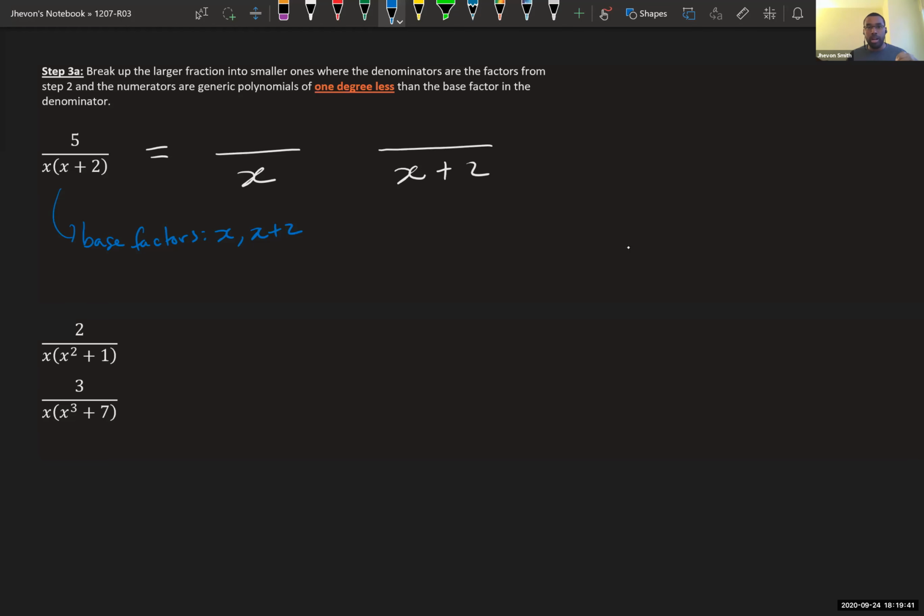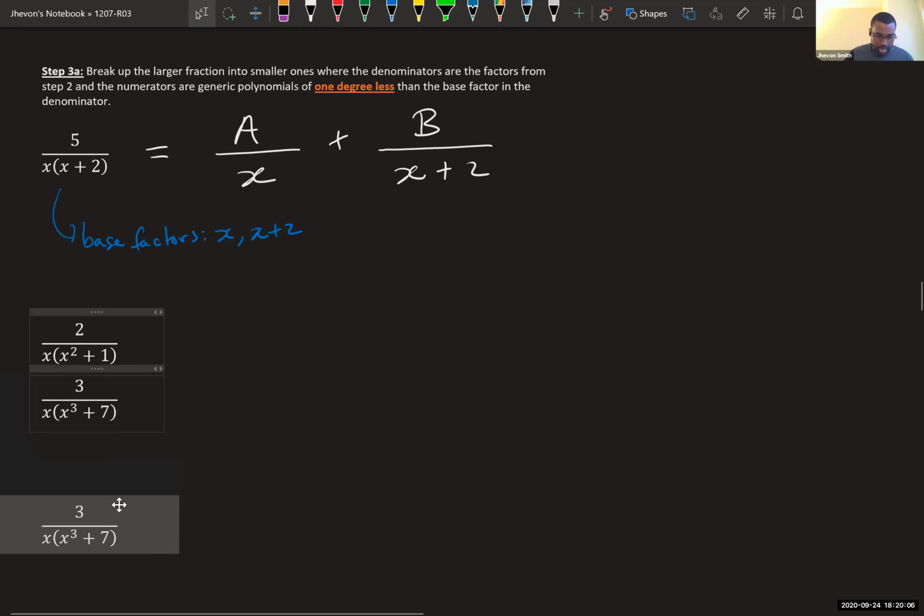What is a 0 degree polynomial? Well, it's a constant. So customarily, we just use uppercase letters to represent these constants. So I can put an A over this guy and a B over that guy, right? And that is the third step in the partial fractions process. Just break up the things and put these generic numerators in. So let me show you how to do this second example here.